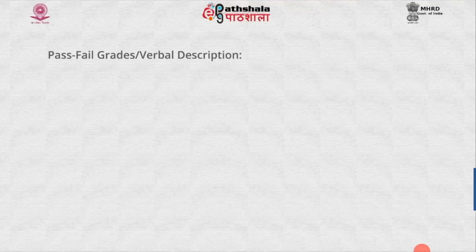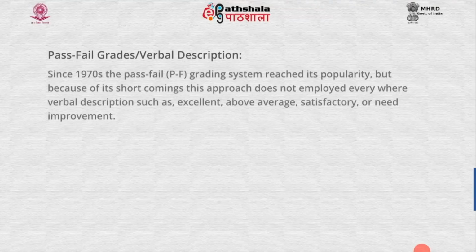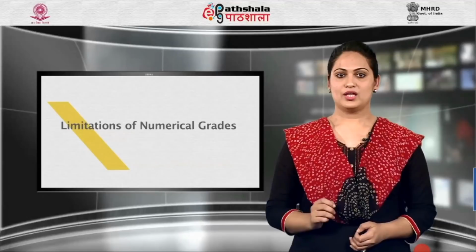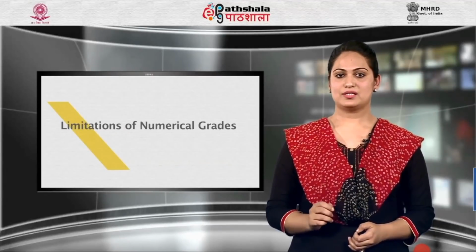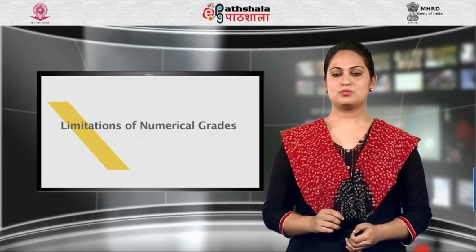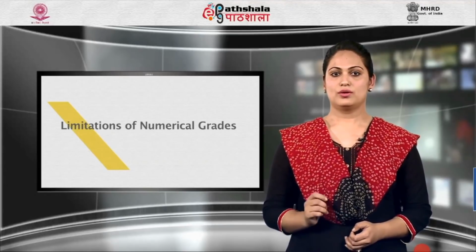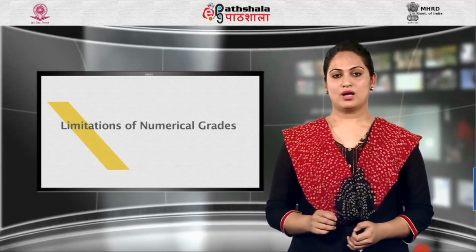Next type is pass-fail grades or verbal description. Since the 1970s, the pass-fail grading system reached its popularity, but because of its shortcomings, this approach is not employed everywhere. Verbal descriptions such as excellent, above average, satisfactory, or needs improvement are given. This procedure simply replaces traditional letter grades with verbal descriptions in order to avoid the ambiguity regarding marks.